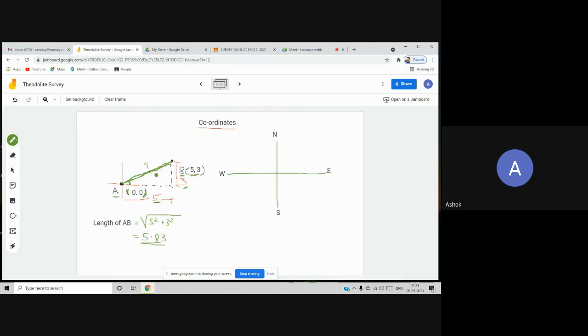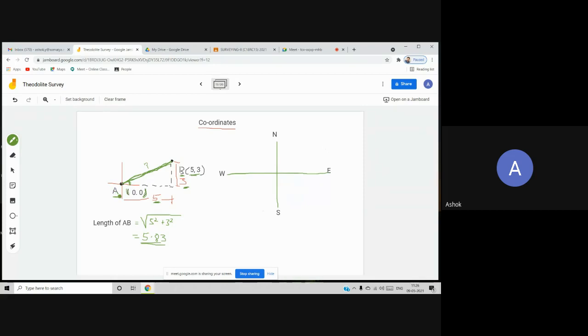So a survey line connects two survey stations. Each survey station has its coordinate. Then this 5 and 3 are known as the coordinates of this line. For station A, coordinates are 0, 0, and for B it is 5, 3, whereas this 5 and 3 will be known as the coordinates of this line. Try to understand the difference. Survey stations have their coordinates and survey line has its own coordinate.